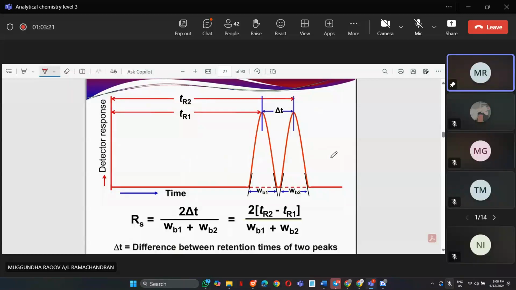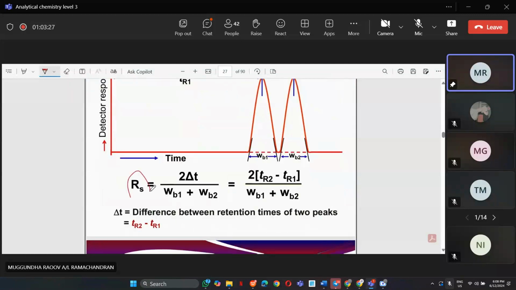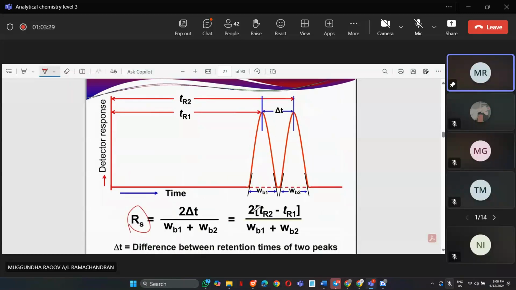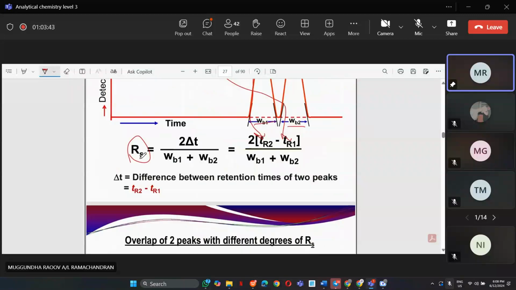For example, let me explain how we will be calculating the resolution. Class, resolution is calculated with this formula: 2 times (tR2 minus tR1) over (Wb1 plus Wb2). We just add the two peak widths. This is resolution.